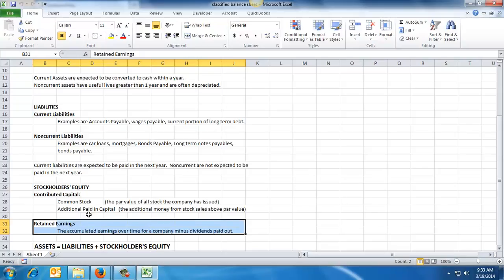So our liabilities plus our owner's equity should equal the total of our assets if our balance sheet in fact balances as it should.